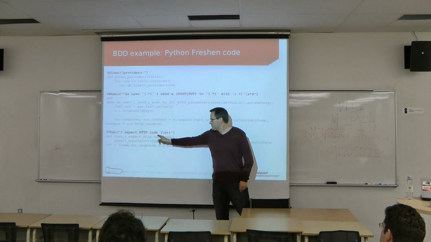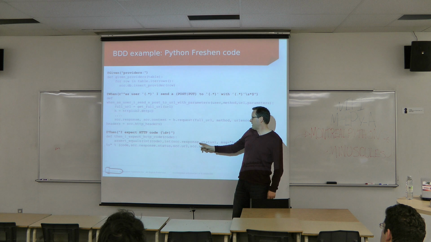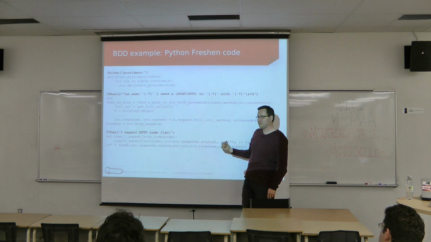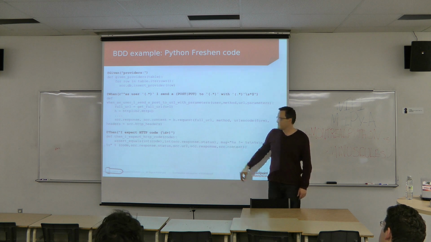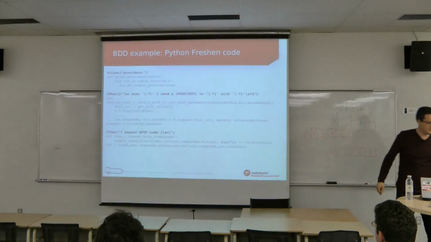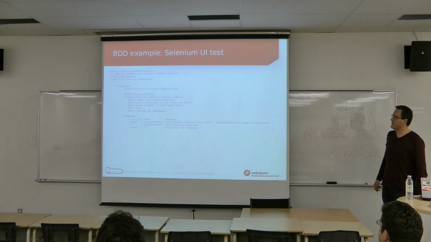And then I expect HTTP code. It looks at the last value in that instance variable and says, okay, was the HTTP code 201? And if it was, the test passes. If it failed, it kicks it out. This is a very simple example. It can get a lot more complicated.